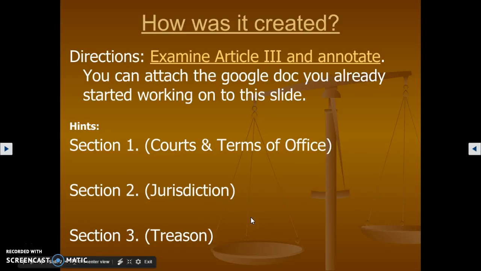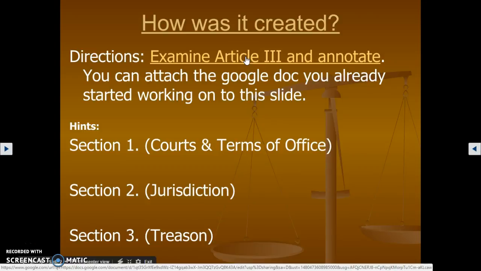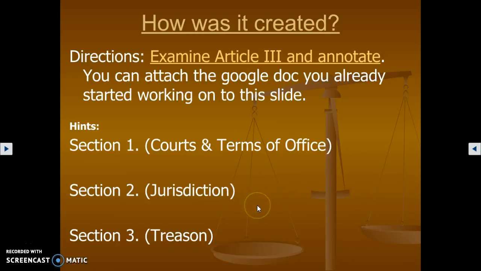So if you already completed this in your Google Doc, you can go ahead and put the link from your Google Doc into this slide, or you can click this and it'll open up a new Article 3 that you can work on.